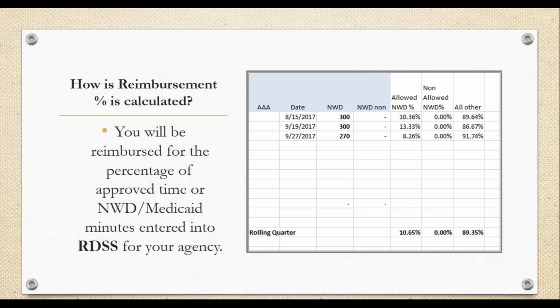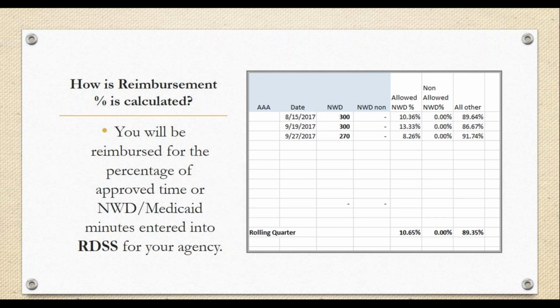So in this example, a staff has entered 300 minutes in 6B and 6C on 8/15. On 9/19, they entered 300 minutes, and then on 9/27 is 270 minutes. This looks a little bit different than the actual screens from RDSS because I take the time that is entered into RDSS and put it into this formula sheet that gives me the percentage of what's been allowed and what is not allowed. So in this example, the quarterly reimbursement would be 10.65%.